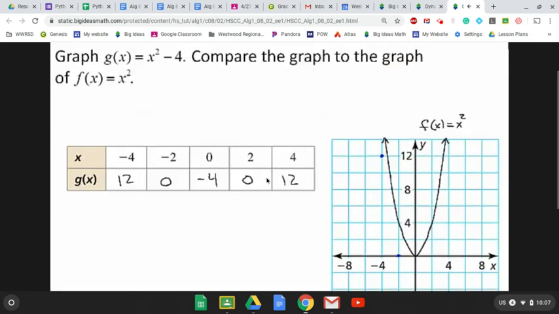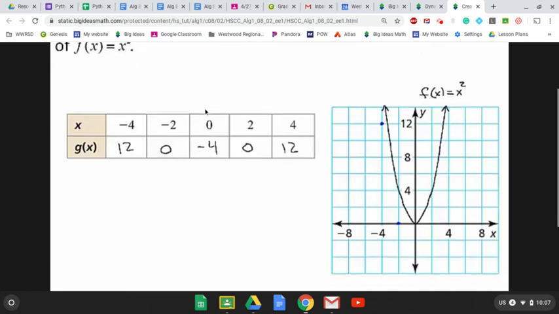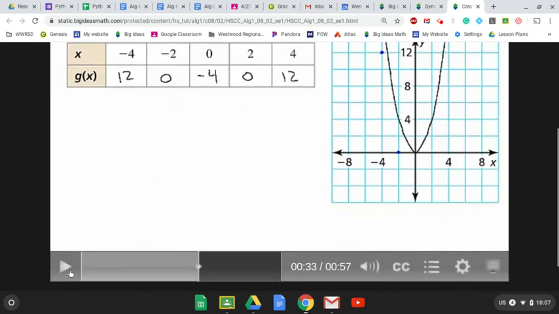I just want to point out that in this t-table, they went by 2s, but you don't have to. You could have gone by 1s because, again, there's no number in front of this x squared. But that's up to you. You decide what you want to go by in your t-table.